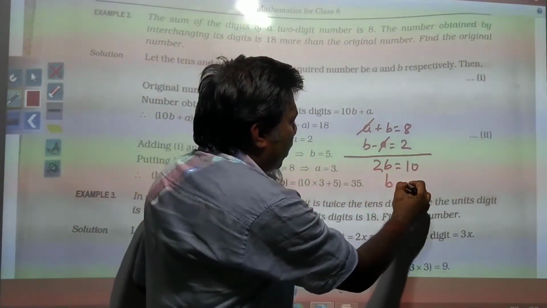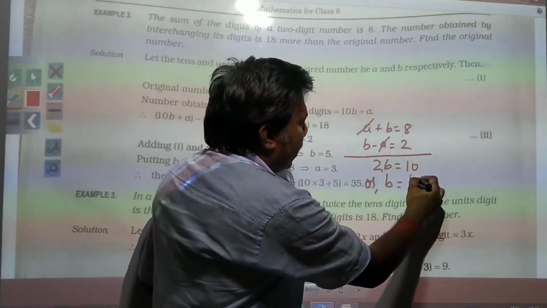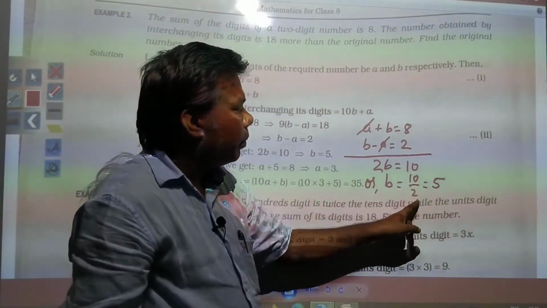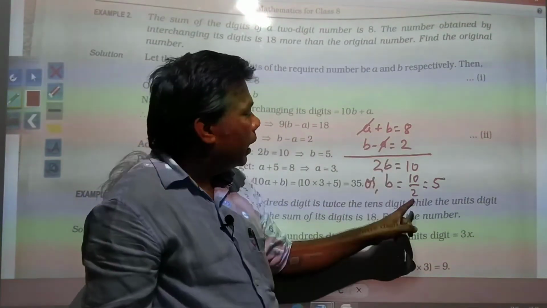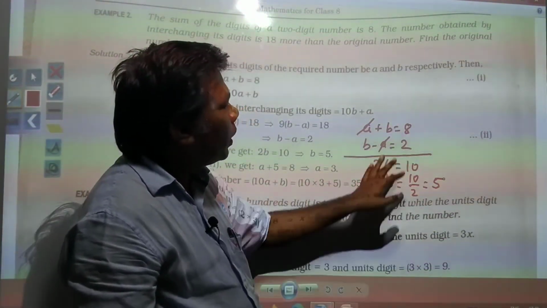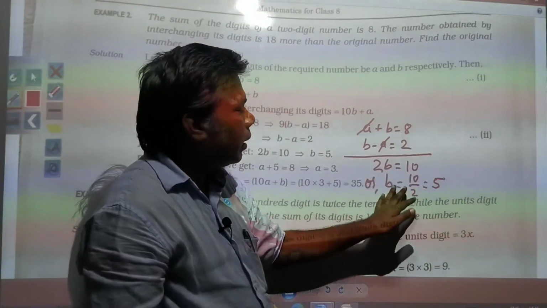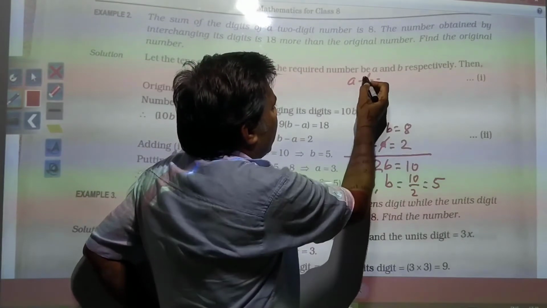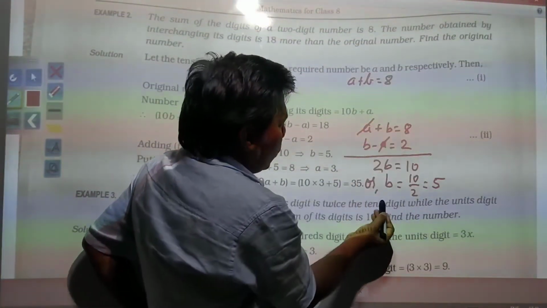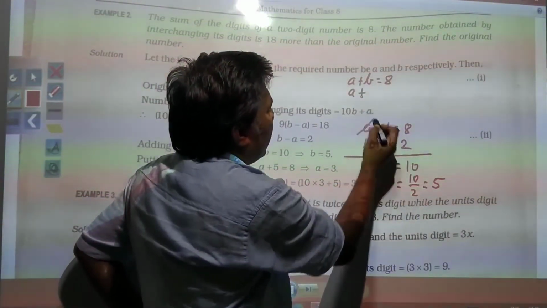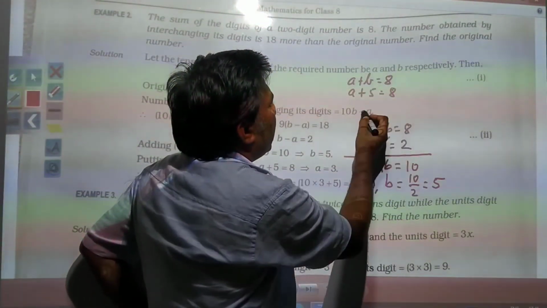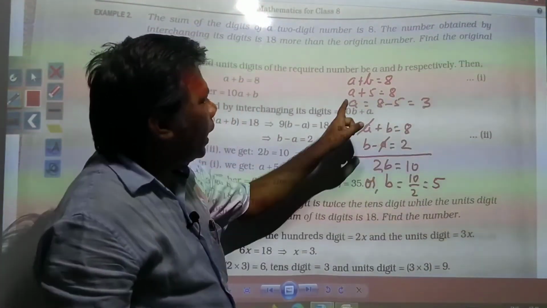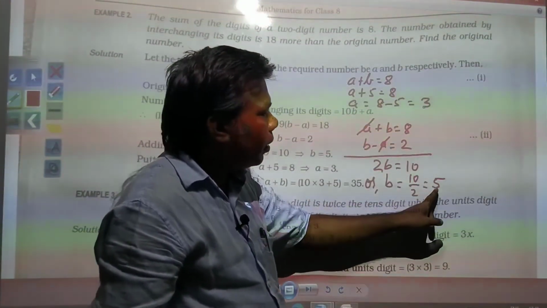Now b will be what? B will be 10 by 2, and that is equal to 5. Now you have got b. Now you put in any equation, either the first or second, and find out a. Suppose a plus b is equal to 8. So b you already have, a plus 5 is equal to 8. It means a will be equal to 8 minus 5, which is 3. So you have got a as 3 and b as 5.